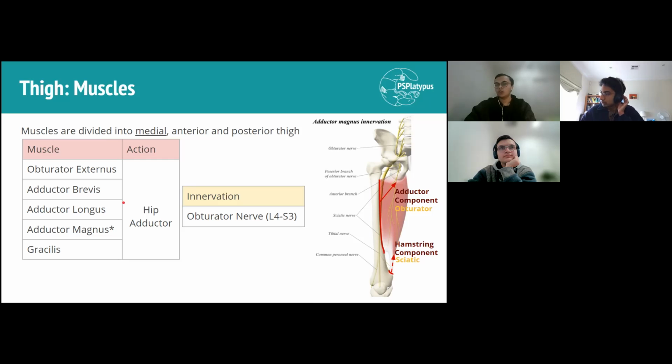However, in your anatomy studies, you're going to focus a lot more on adductor magnus because this muscle is special in that it does 2 things. It does both adduction and also it has a bit of extension. So it's got a hamstring component.